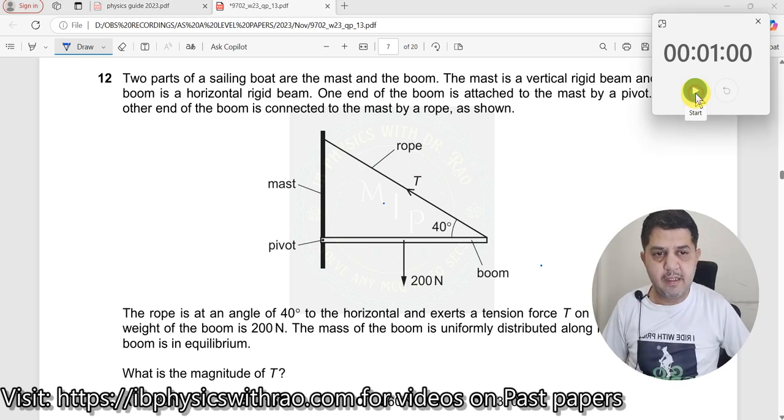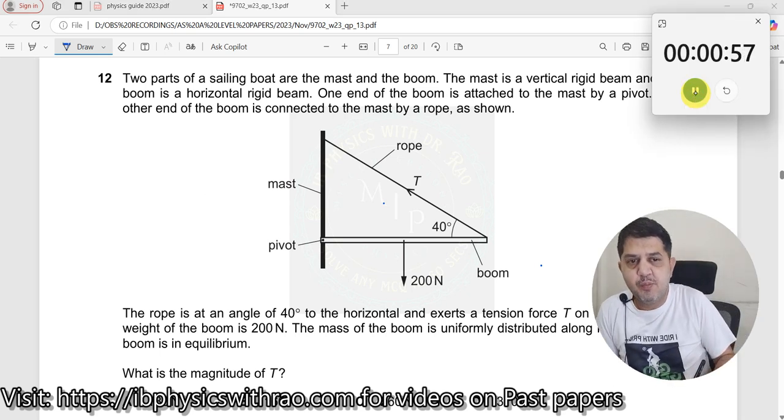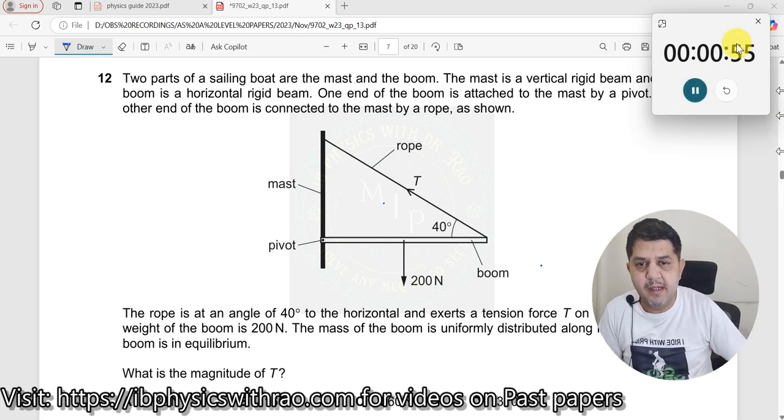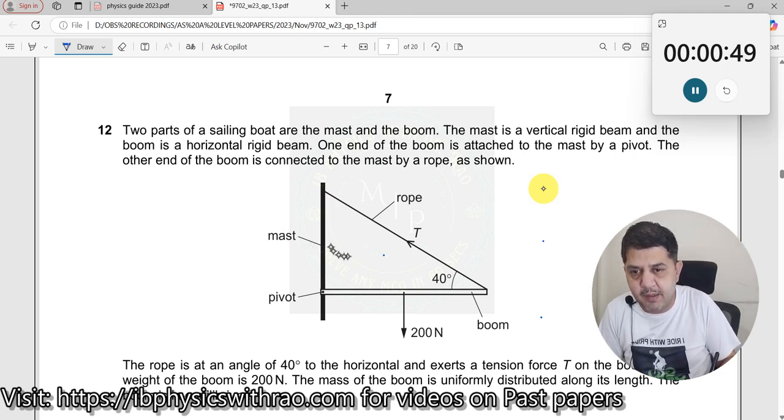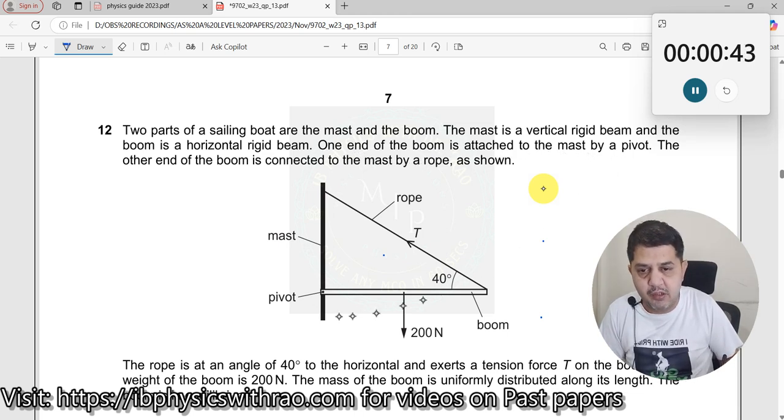Question number 12. Two parts of a sailing boat are the mast and the boom. The mast is a vertical rigid beam and the boom is a horizontal rigid beam. So this is the mast, this is the boom over here. One end of the boom is attached to the mast by a pivot. Okay, so this has been pivoted over here. It's like a horizontal rod.